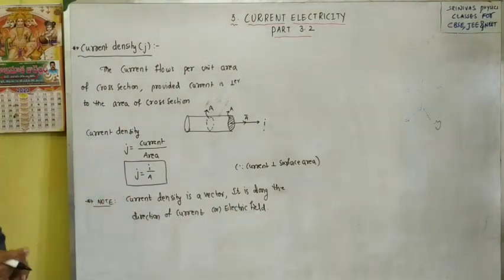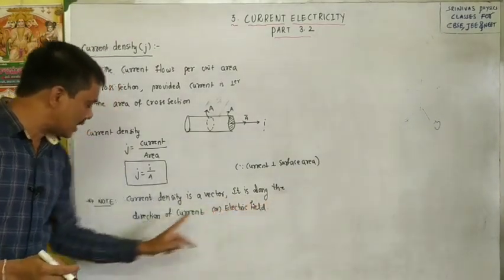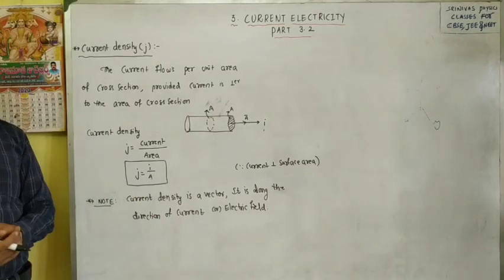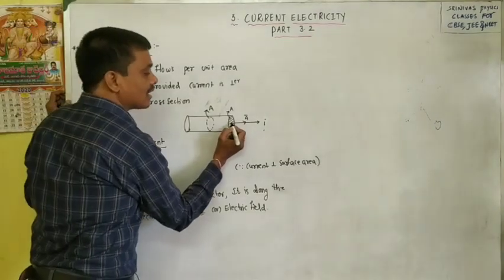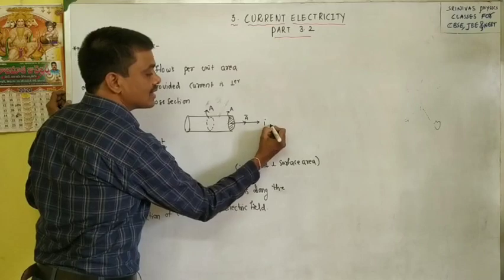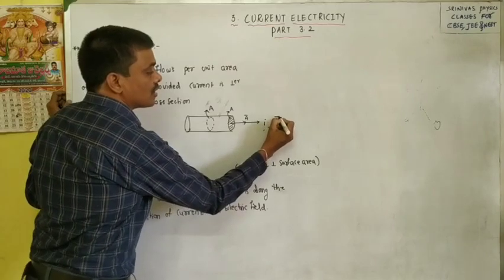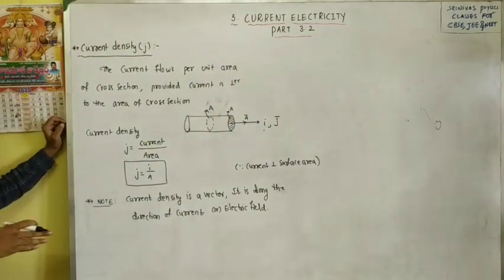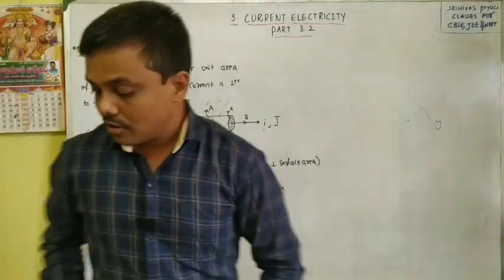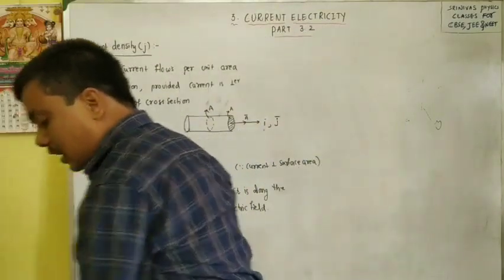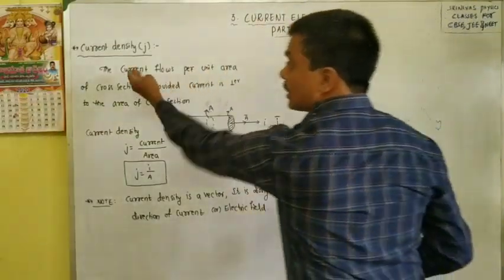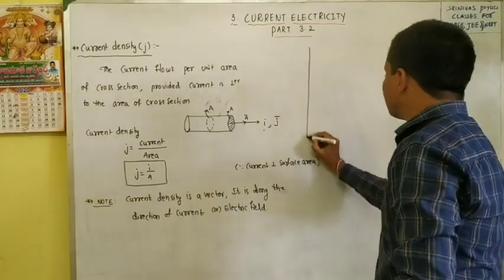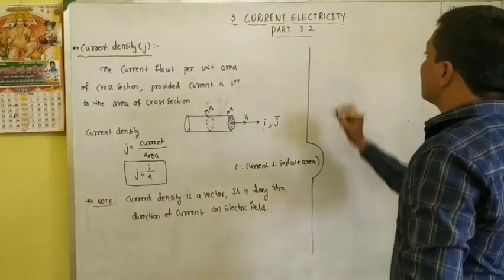This is current density. Current density is a vector. It is along the direction of the current or electric field. What is its direction? Current density is along the direction of current. That means if the current is right side, then the current density is also right side. And now we are telling that the current density is the current per unit area, simply current by area. Then what is its SI unit?